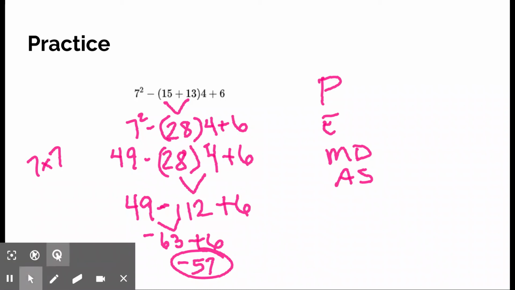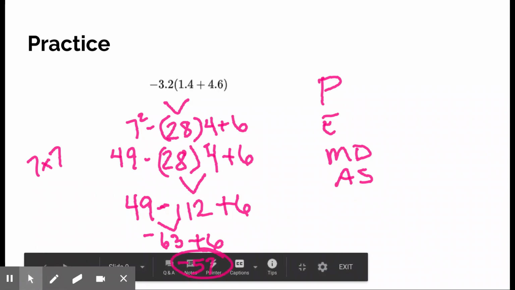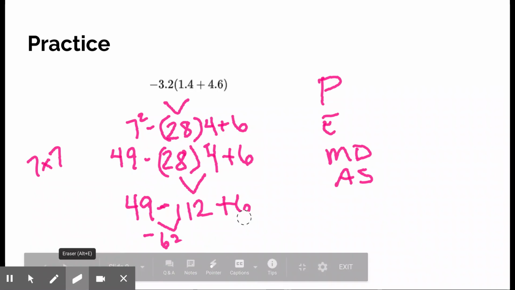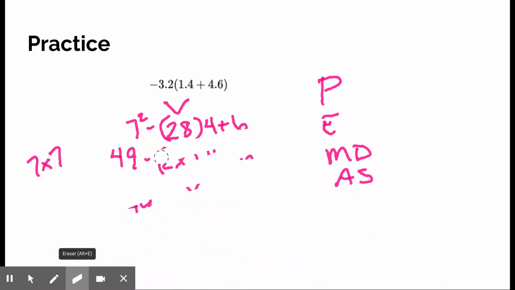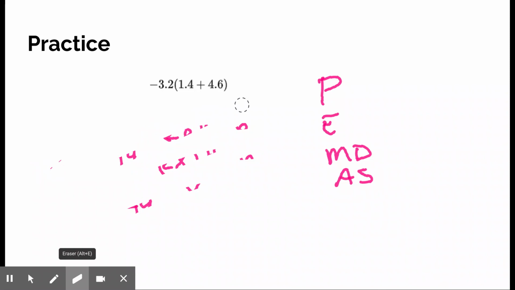All right, let's go to the next problem. Oops, apparently that didn't want to erase, so it didn't erase. So we're going to erase all of that. Not sure why that worked the way that it did, but it did.